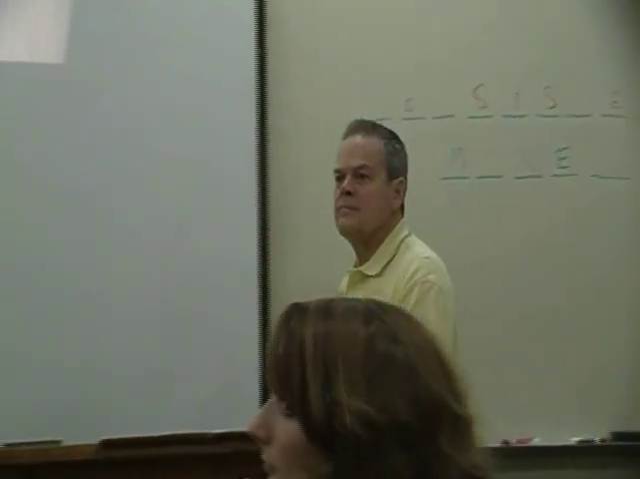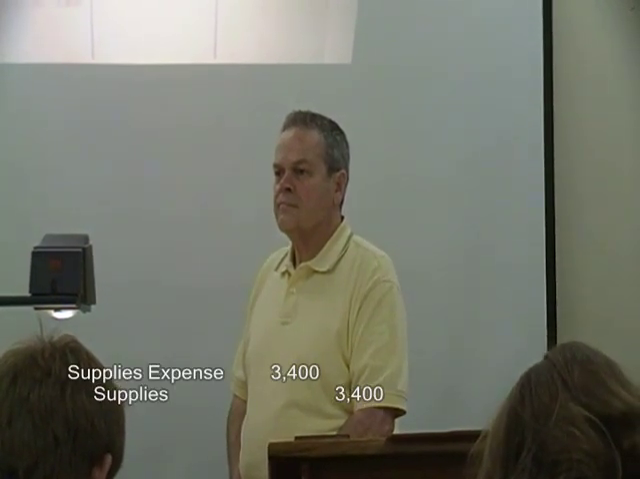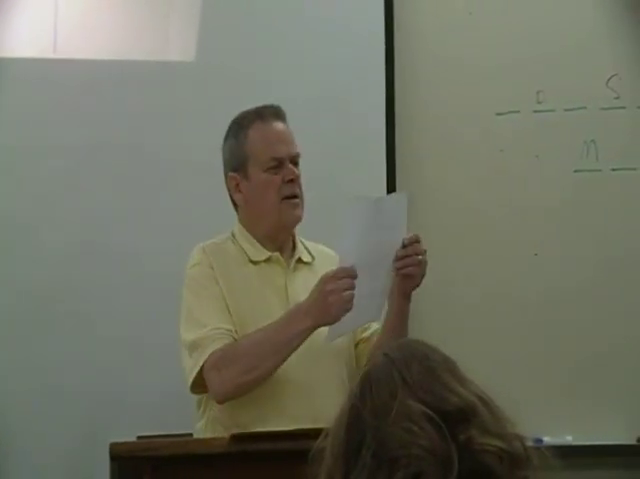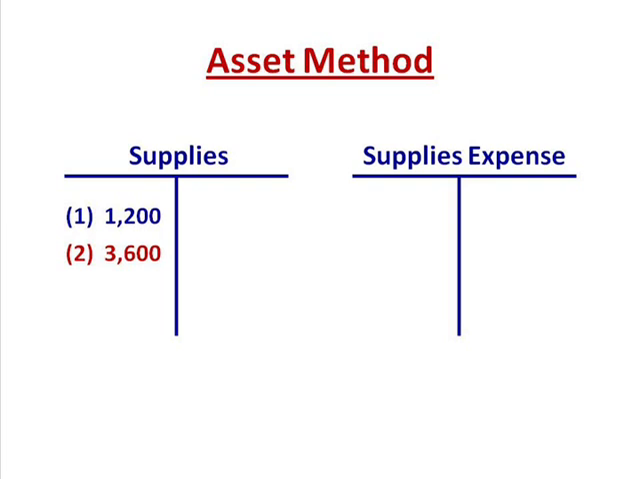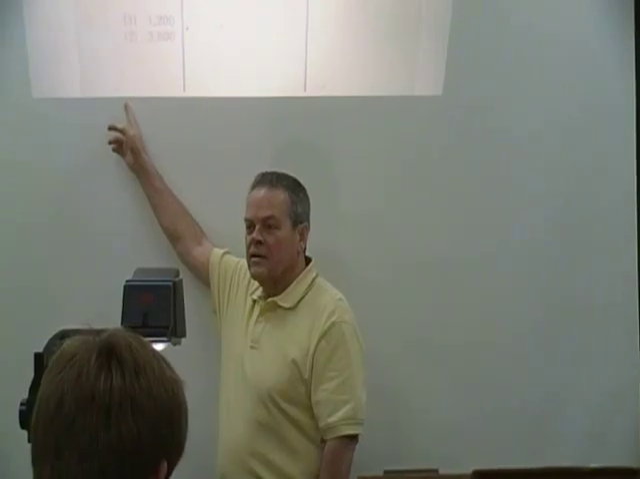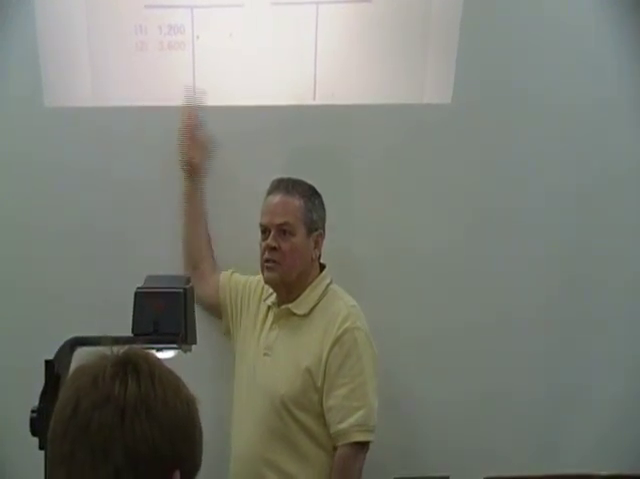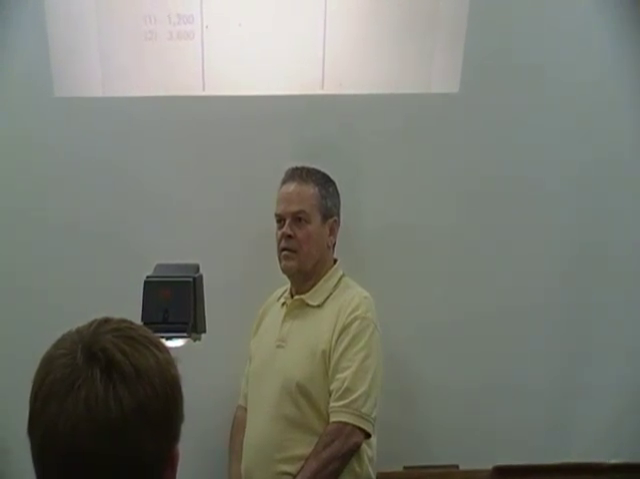Chris, make me an adjusting entry. Debit supplies expense 3,400, credit supplies 3,400. I don't see 3,400 on this piece of paper at all, Chris. How did you get 3,400? Added up the debit to supplies. These add to 4,800. And then I subtracted the end of the year balance. Why didn't you just make the entry for 1,400? That's the amount you were given. But that's what you're left over with.